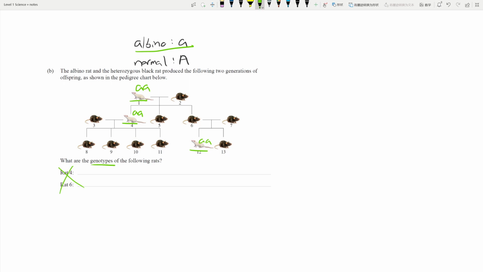Now all of the other guys, like say 2, 3, 5, 6, and so on, all of them have to have at least one capital A. So you can literally go above them and write a capital A, because they have to have at least one. It doesn't matter what the other allele is, as long as they got one capital A, they would display the normal hair color.